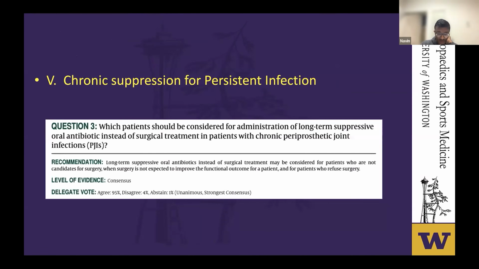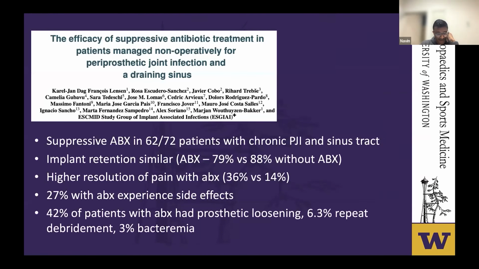And lastly, what about treatment with suppressive antibiotics for patients with known chronic PJI as opposed to surgery? Is there a role for this? The ICM group in 2018 identified no papers in the literature which evaluated this question, but suggested it could be considered in those patients who could not tolerate surgery or to whom surgery would be unlikely to improve their pain or function.